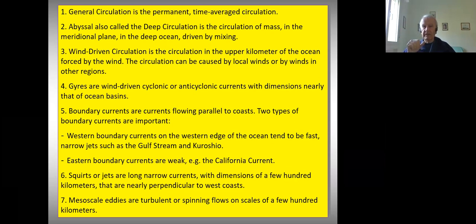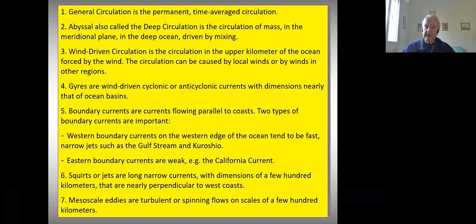Then we have jets, which are long narrow currents with dimensions of a few hundred kilometers that are nearly perpendicular to the west coast. These are relatively small scale structures, a few hundred kilometers, with respect to the clockwise or anticyclonic gyre. Yeah, they are relatively small.